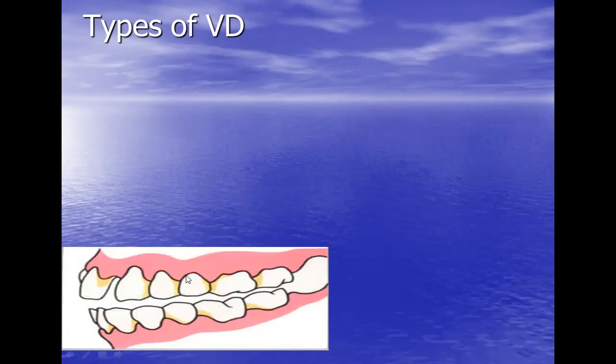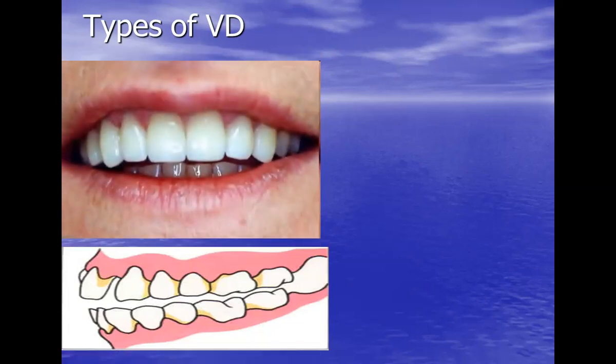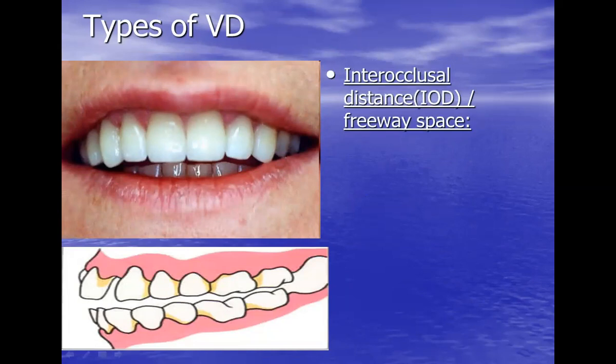If you increase the vertical dimension, there will be no interocclusal distance and your teeth will keep meeting each other, so you will not be able to articulate different sounds. Okay? You will not be able to speak then. When you are seated in a relaxed state, you always have a gap between your teeth. This is called interocclusal distance or freeway space.